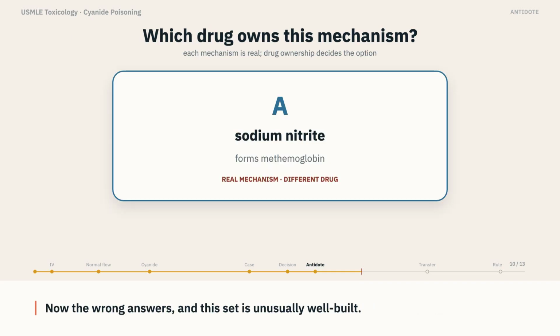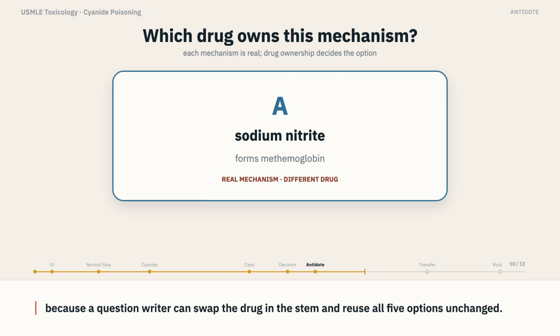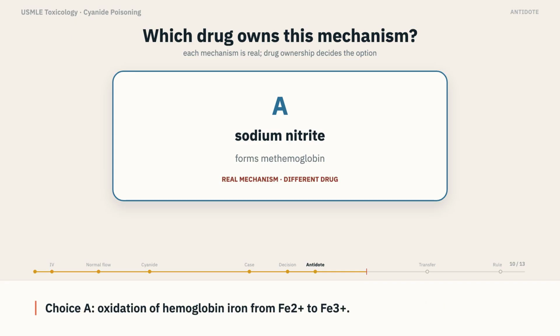Now the wrong answers, and this set is unusually well built. 4 of the 5 options are real mechanisms of real drugs. Learning which drug owns which mechanism is worth more than the answer letter, because a question writer can swap the drug in the stem and reuse all 5 options unchanged. Choice A. Oxidation of hemoglobin iron from iron 2+ to iron 3+. This is the strongest distractor, and it deserves the most time because it is not a random wrong answer.